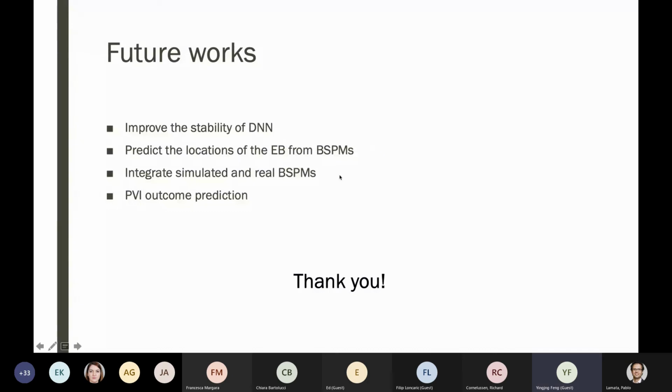And the third point would be to integrate patient body surface. And Andy's talk on Monday was quite interesting, that the CycleGAN seems to be able to improve the simulated data to be more realistic. So this would be the direction we are interested in. And finally, maybe we can use this classifier as a surrogate to improve the PVI outcome prediction. So that's my talk. Thank you very much.